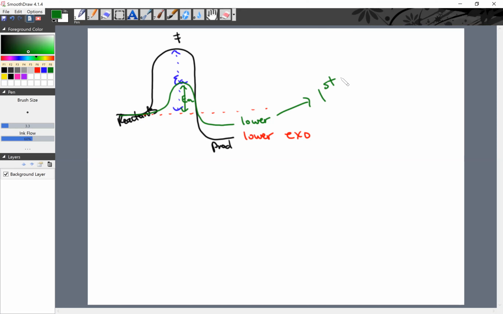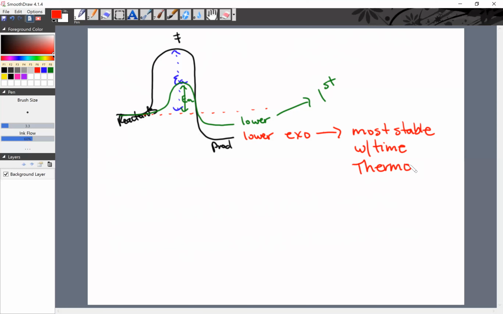But given time, this one is the most stable. And so it is, if you will, second, but with time. So this one's the thermo. So we have our kinetic versus our thermo. Yeah, Jolly, that of course makes sense.